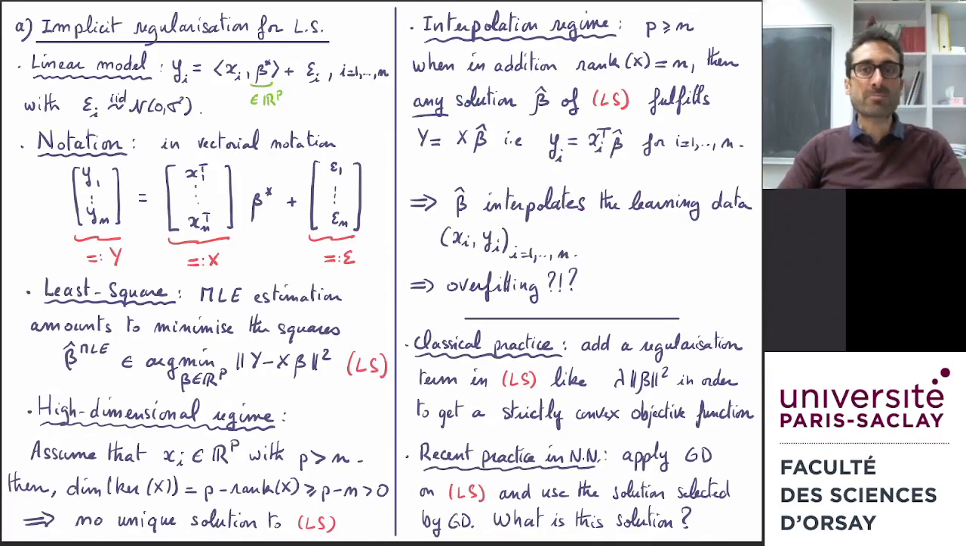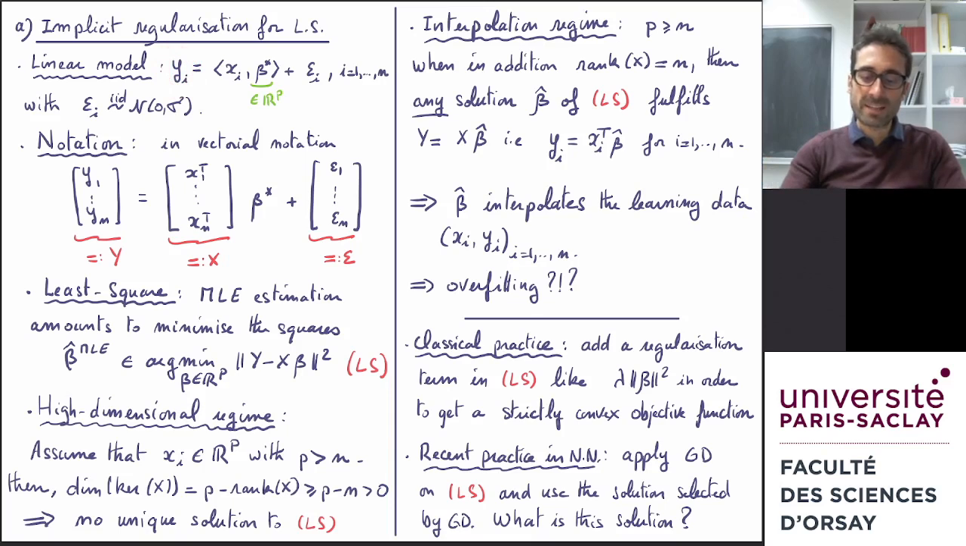So we start with the simplest model. We'll consider linear regression, a Gaussian linear regression. So we have n observations of a linear model. We have some yi that you observe, which is a real number.